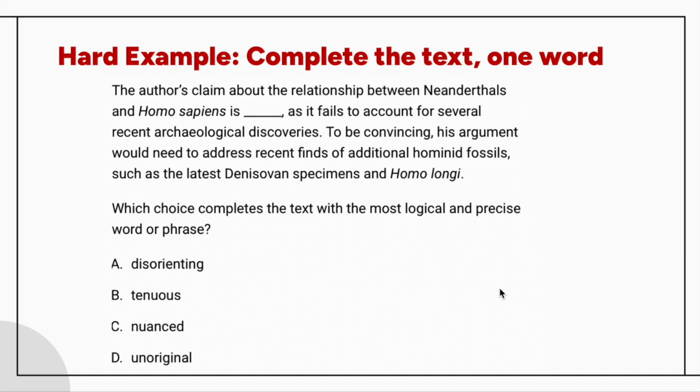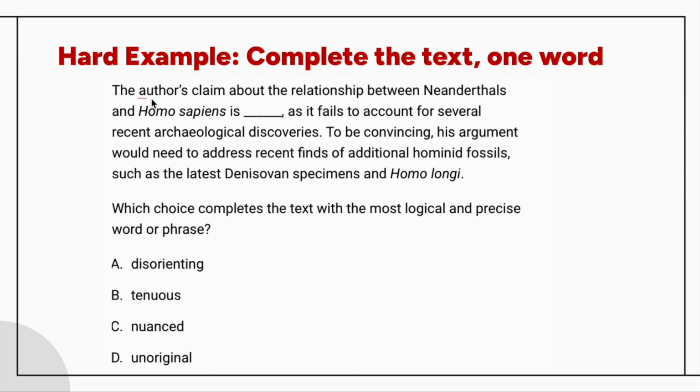For our last example, we have a difficult complete the text question with one-word answer choices. Now I've shown you two of these because they are more prevalent on the test. It reads, "The author's claim about the relationship between Neanderthals and Homo sapiens is blank, as it fails to account for several recent archaeological discoveries. To be convincing, his argument would need to address recent finds of additional hominid fossils, such as the latest Denisovans specimens and Homo longi. Which choice completes the text with the most logical and precise word or phrase?"